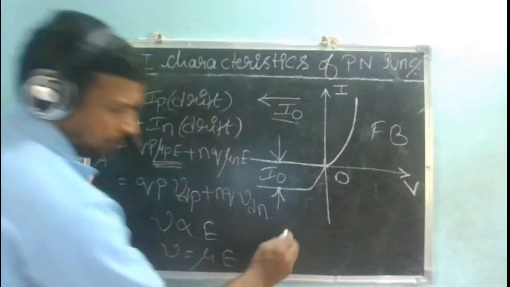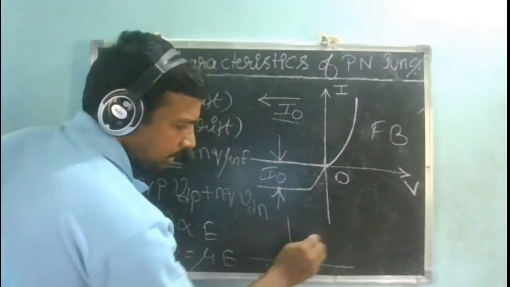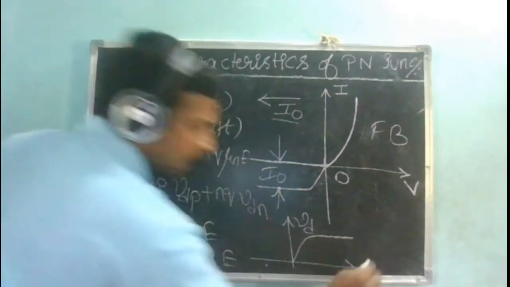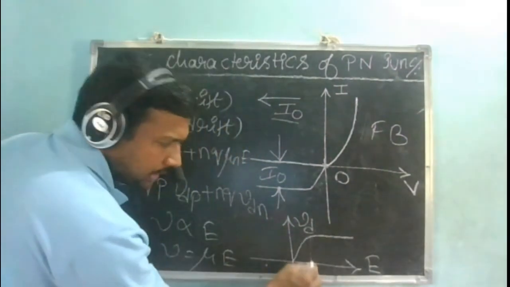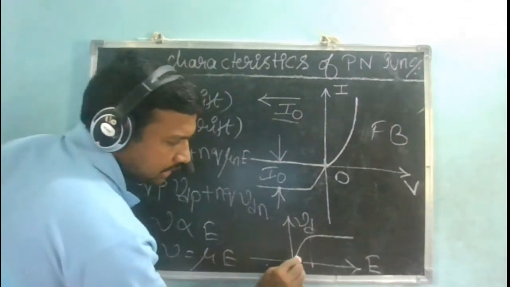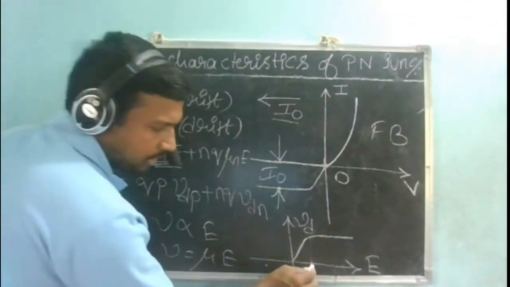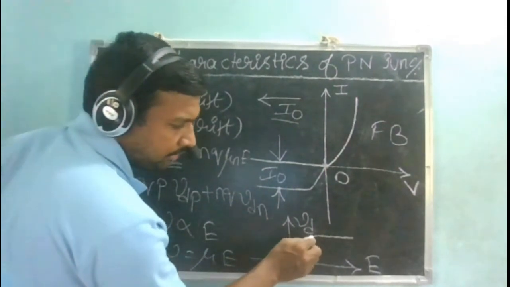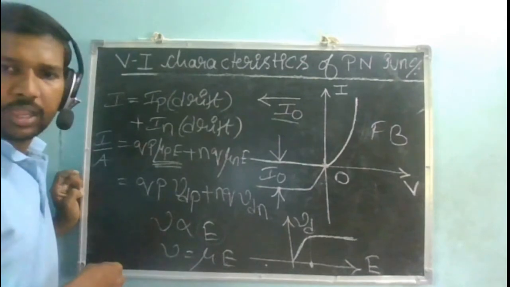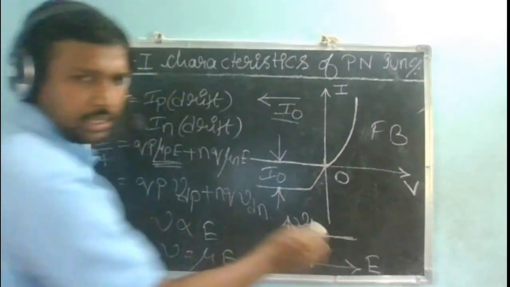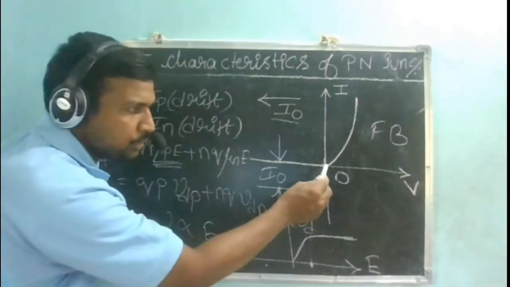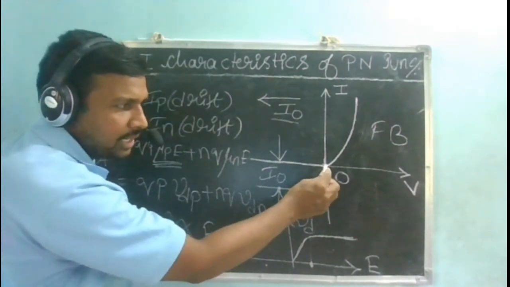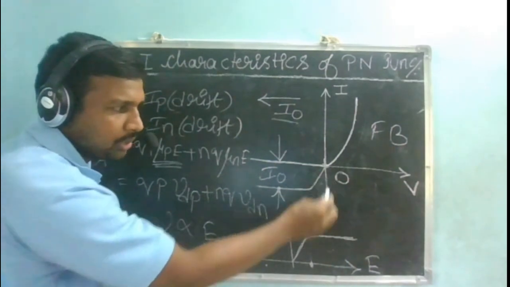This is the plot between drift velocity Vd and the electric field. Up to small electric field, my drift velocity is linearly related. Once the electric field is very large, beyond a certain number, my drift velocity is going to get saturated. This is responsible for this particular behavior. Initially, your current is increasing linearly with your voltage.